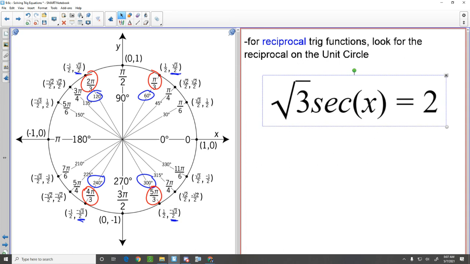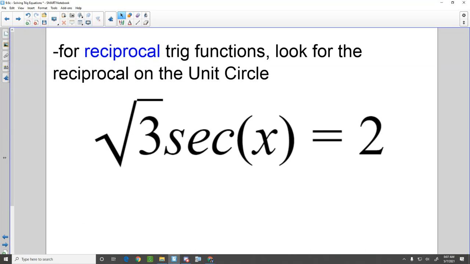Reciprocal trig functions. Secant, cosecant, and cotangent. These are reciprocal trig functions, which we know about, right? We've learned about them. But solving for them can be a little trickier because it's not like secant is just the x coordinate on the unit circle or just the y coordinate. So for these ones, you just have to think upside down a little bit. Since these are reciprocal trig functions, we look for their reciprocal on the unit circle.